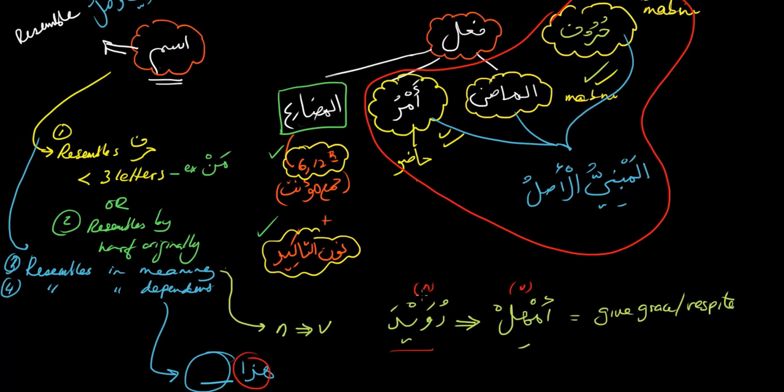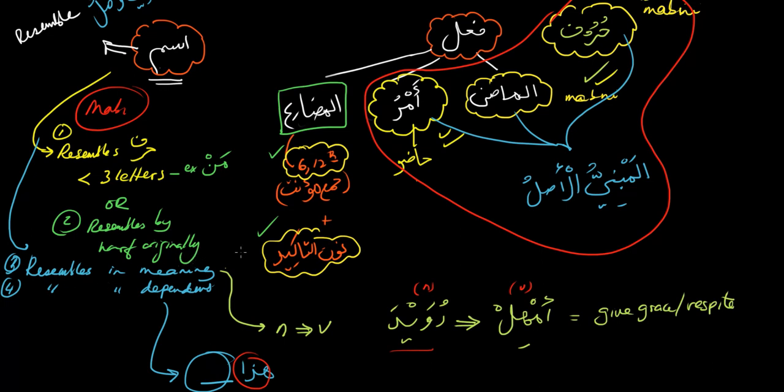Last time we talked about all the words that were mabni, and they were huruf and fil madi, fil amr and hazir sigha, and fil mutari in the 6 and 12 sighas, and with nun ta'kid. And we said ism is the hardest one, and the rest of the chapter is dedicated to which ones are mabni and mu'rab. But the ones that are mabni will have these four characteristics. They resemble harf in that they're less than 3 letters, or they resemble harf in that they had a harf originally as part of the word.